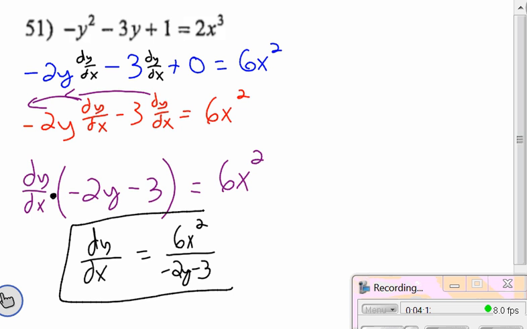That is the derivative. So you can see how it says dy/dx. That's another symbol for derivative. So you have found the derivative. You're done.